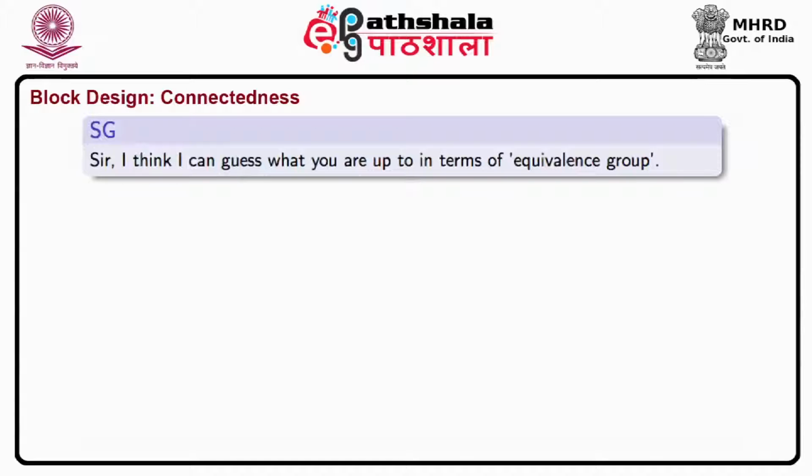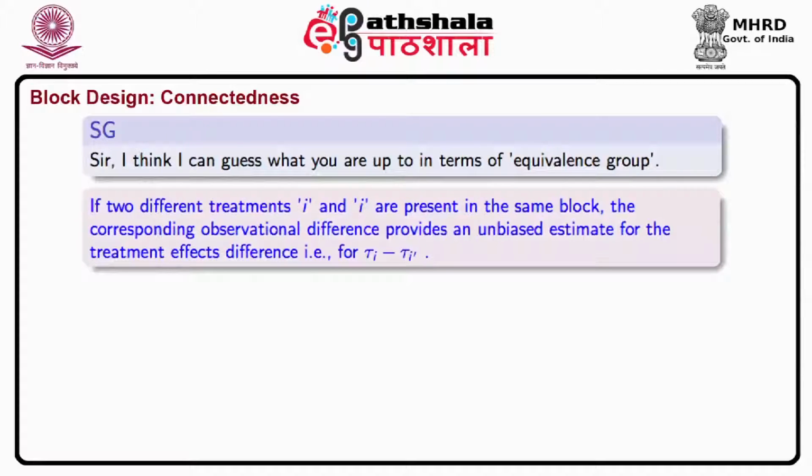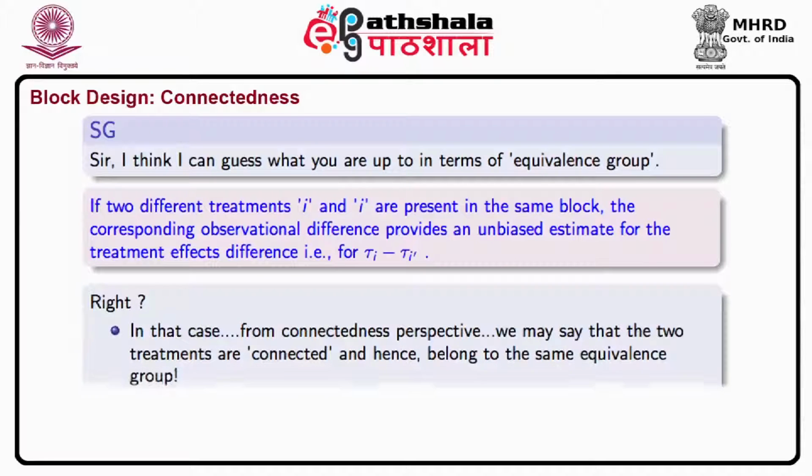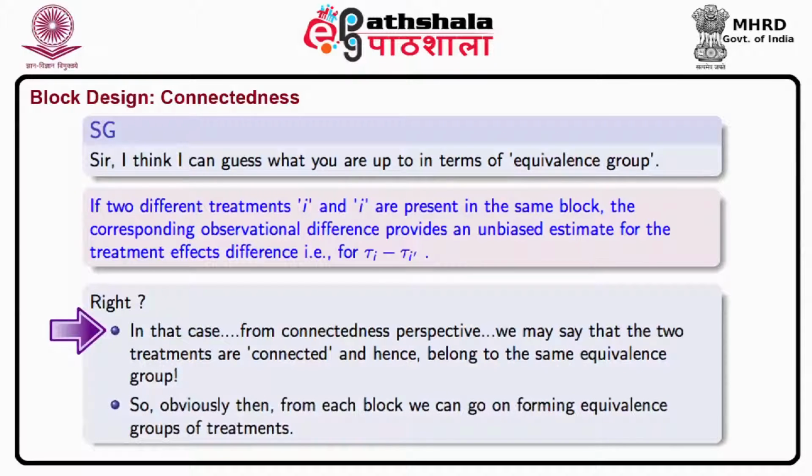Sir, I think I can guess what you were up to in terms of equivalence group. If two different treatments, i and i prime, are present in the same block, the corresponding observational difference provides an unbiased estimate for the treatment effect difference, that is for tau_i minus tau_i prime. Right, sir? So in that case, from the connectedness perspective, we may say that the two treatments are connected and hence belong to the same equivalence group. Very good.